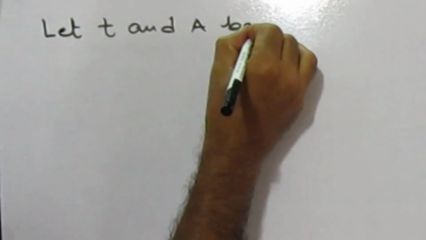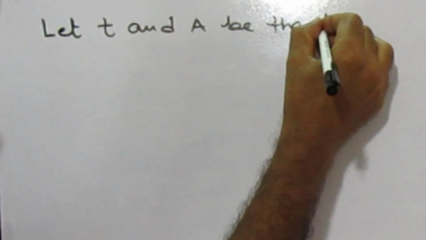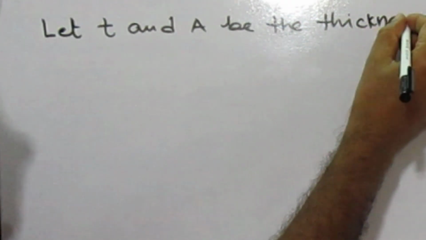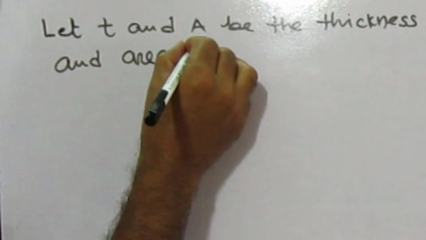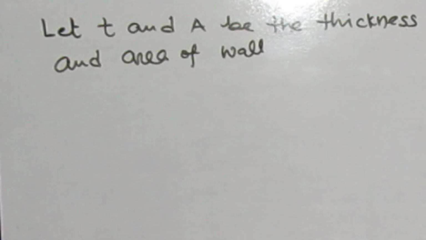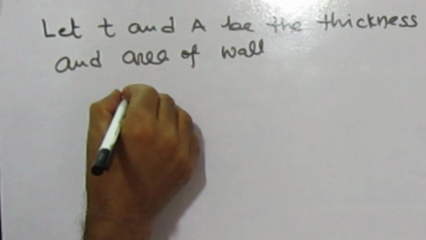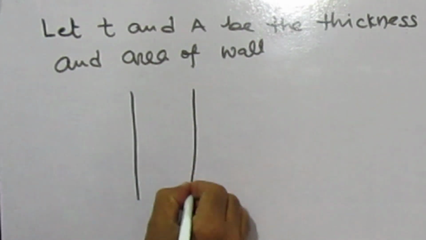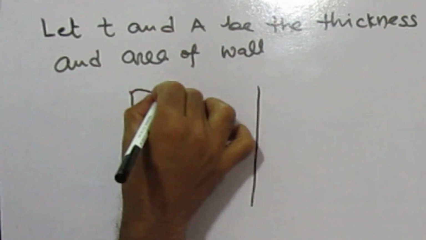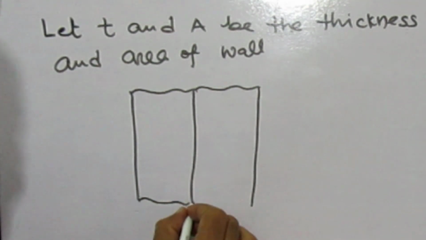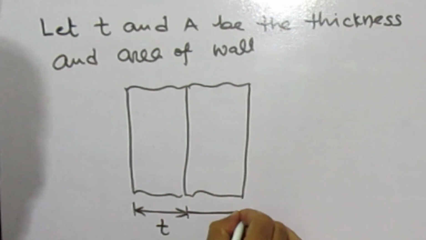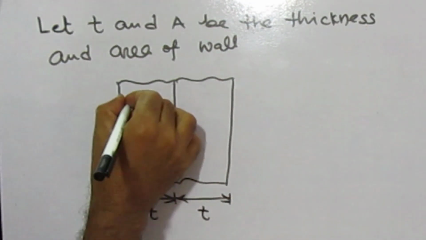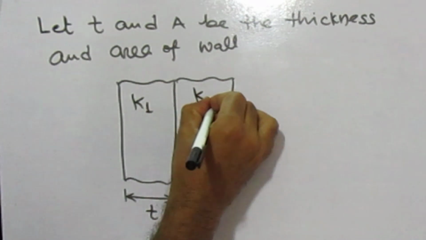Let T and A be the thickness and area of wall. First we draw the schematic diagram. This is wall 1, wall 2, given equal thickness means T and conductivity K1 and this is K2.